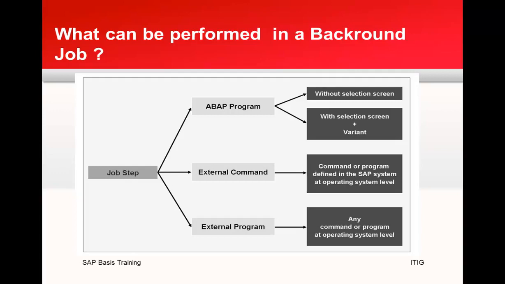An external command is like a call of a predefined script, command, or program at operating system level. With external commands, you can mask operating system calls and store them in the SAP system under a name. You can also use the SAP authorization concepts to protect the execution of an external command. This enables you to determine which users are allowed to execute which external command. An external program is when you want to run any operating system command.